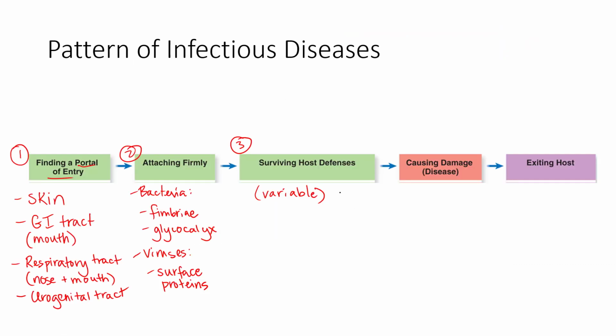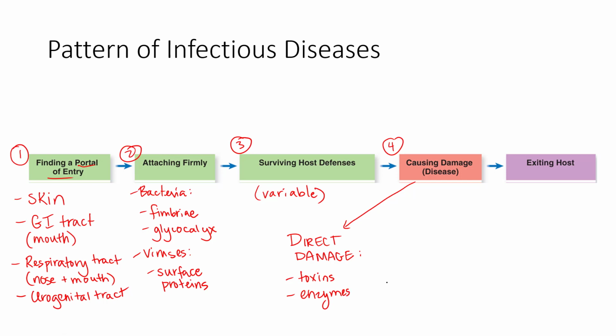Okay, so survive the host defenses. Step 4, cause damage or disease. And they do this in actually sort of 2 different strategies for causing damage or disease. One is going to be to do direct damage to the host. And this is usually accomplished from various toxins. We're going to talk about toxins next, or enzymes that are produced by the bacteria.